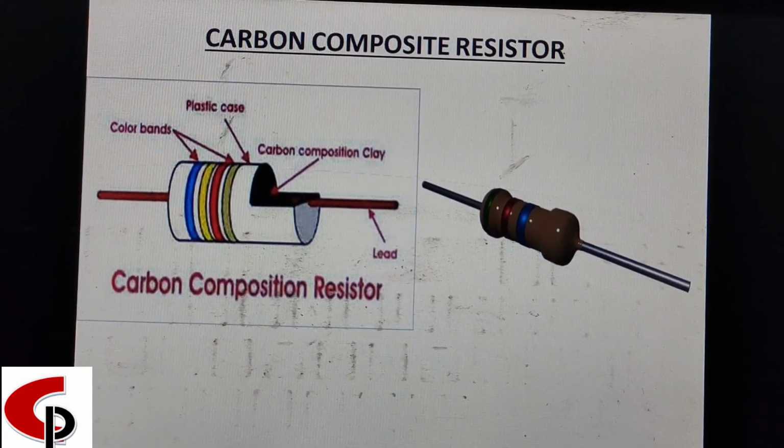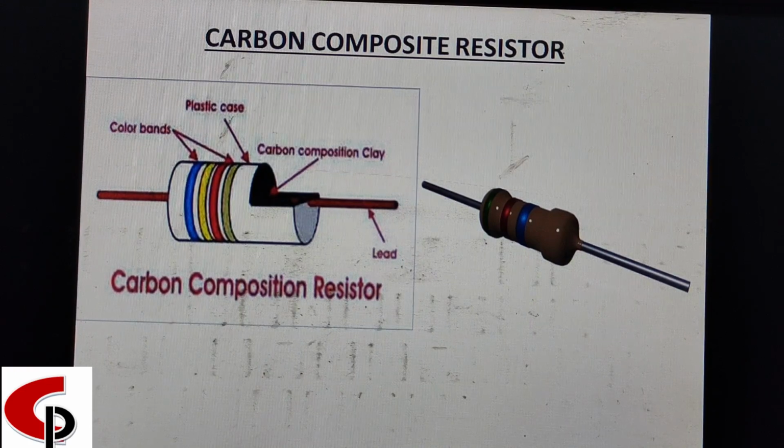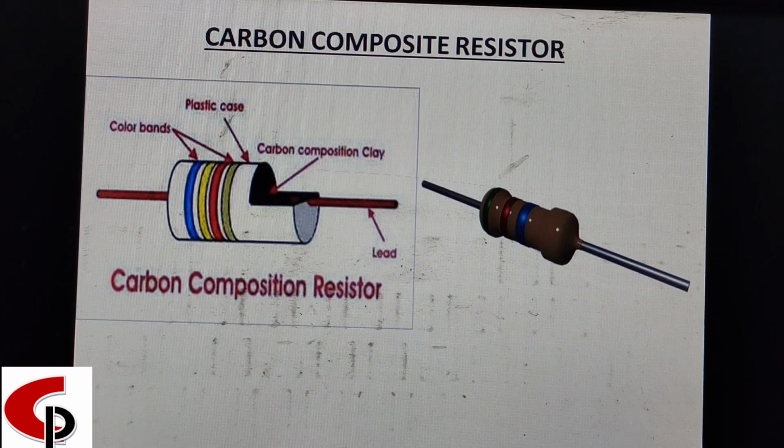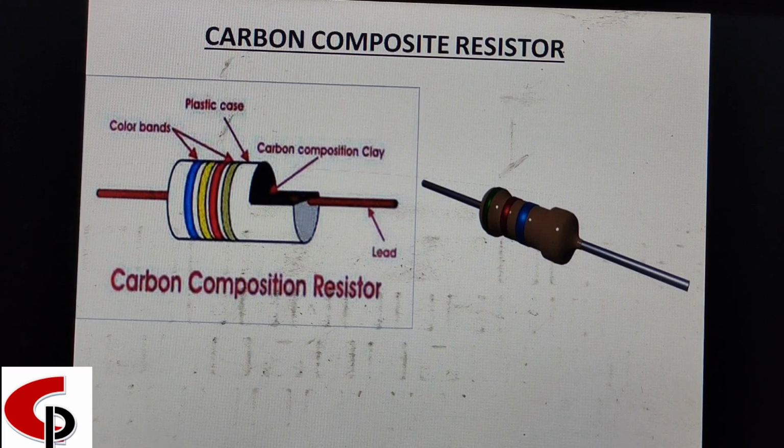First we discuss the carbon composite resistor. The carbon composite resistor was the most commonly used resistor in earlier days, but nowadays carbon composite resistors are rarely used because of their high cost and low stability. The carbon composition resistors are also called carbon composition or carbon resistors.